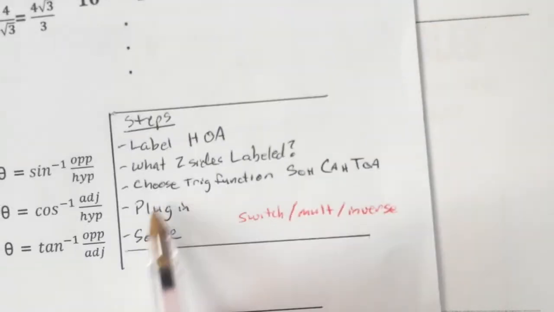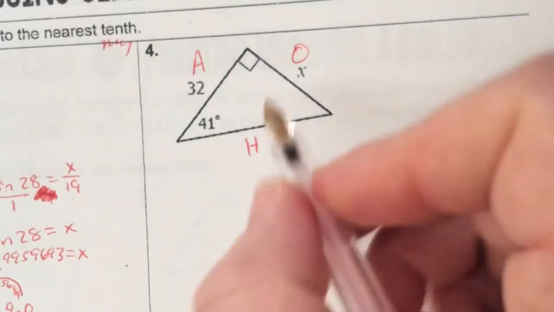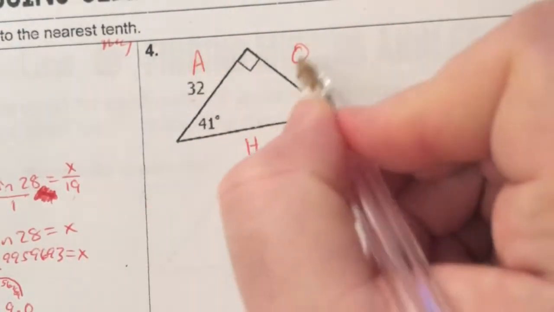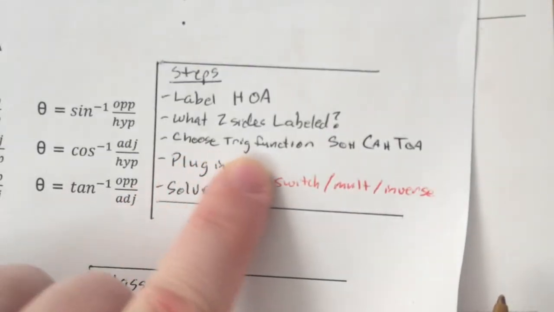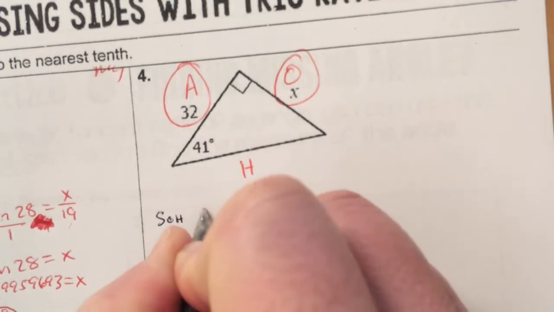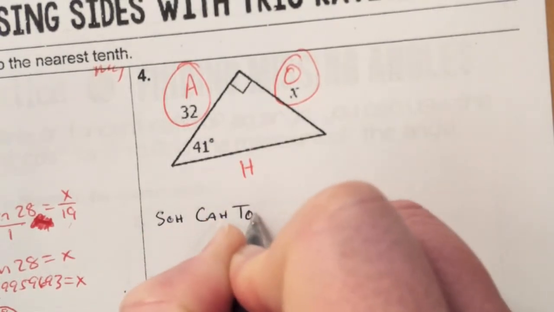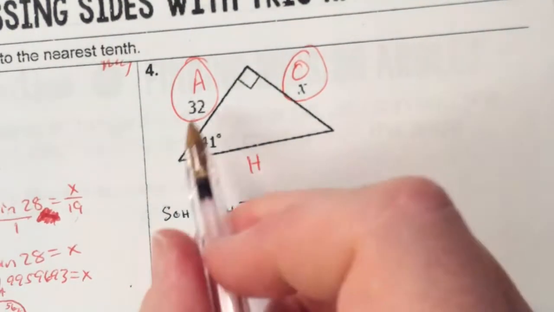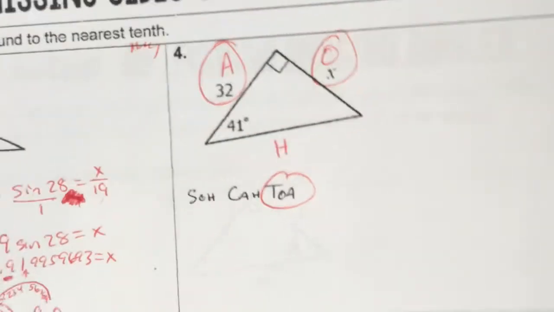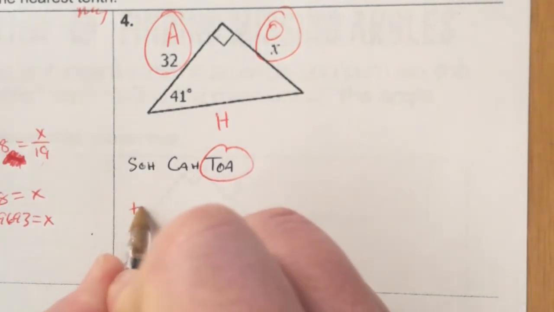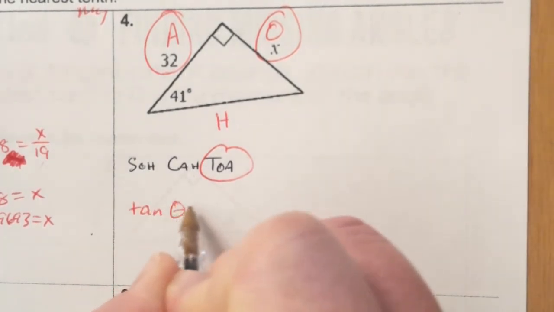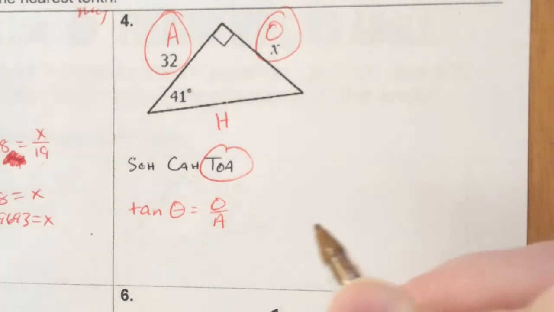All right, your next step. What two sides are labeled? What has something on it? That would be the O and the A. Now the question is, choose the trig function: soh, cah, or toa. It has A and O in it, so that would be tan. So we're going to be using tan. Tan of theta equals O over A.